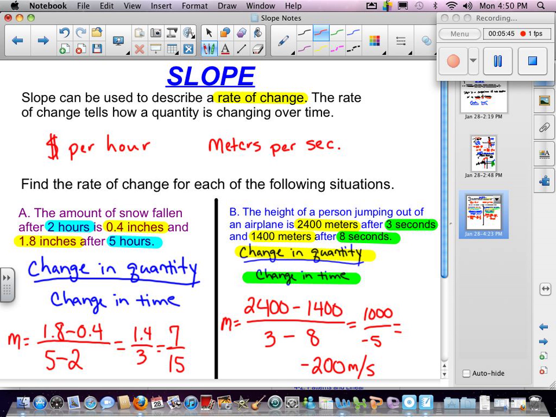And again, we should have also put a label on the other side too. So this is going to be inches per hour. Anytime we're talking about a rate of change, make sure that we include our units with that. Okay, and there's a quick lesson on rate of change.